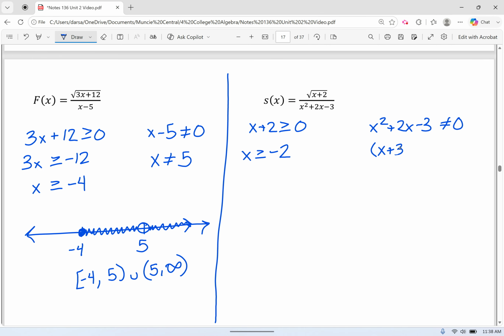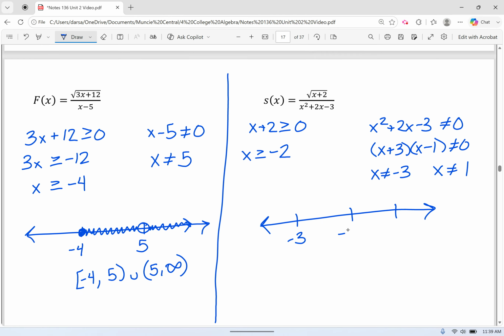This one is going to factor to x plus 3, x minus 1. And solving these two, we get x cannot equal negative 3 and x cannot equal positive 1. So I have three numbers that I have to juggle here, the negative 2, the negative 3, and the positive 1. The easiest way to see what your final answer is going to be is to put all of these on a number line. They don't have to be spaced correctly, they just have to be in the right order. So we have a negative 3, a negative 2, and a positive 1. You cannot equal negative 3 and you cannot equal positive 1. So we're going to put circles there, meaning don't include these.